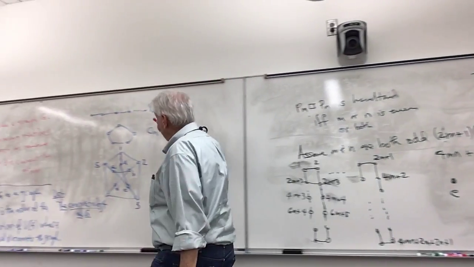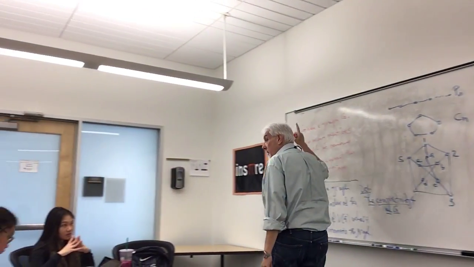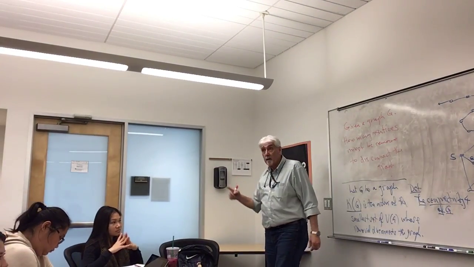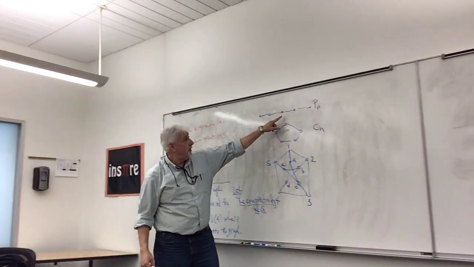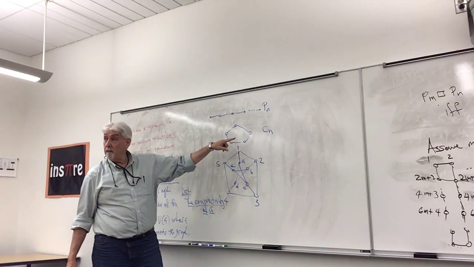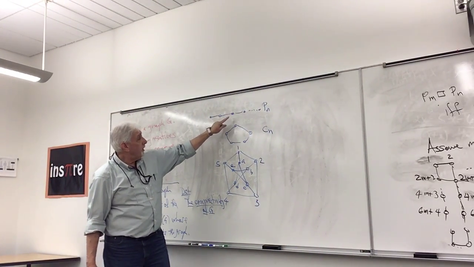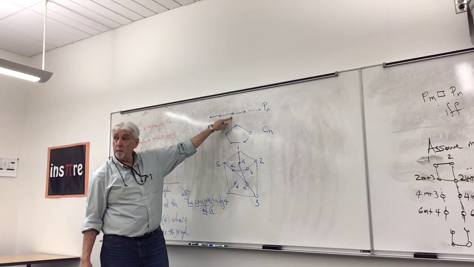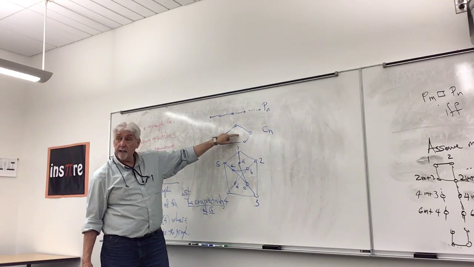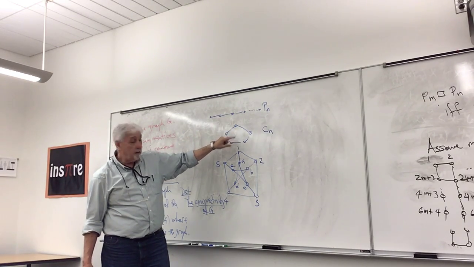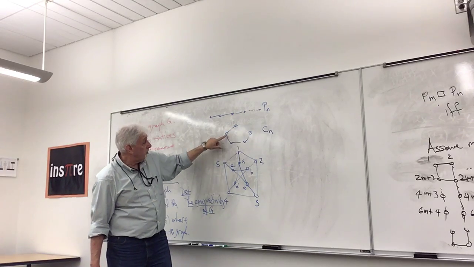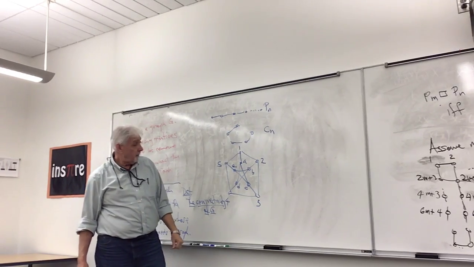What about P_N? 1, right, if you remove this edge right here. What about C_N? 2. Oh, wait a second. The vertex connectivity for P_N was 1. The vertex connectivity of C_N is 2. By the way, 2, right? You can remove that edge and that edge.